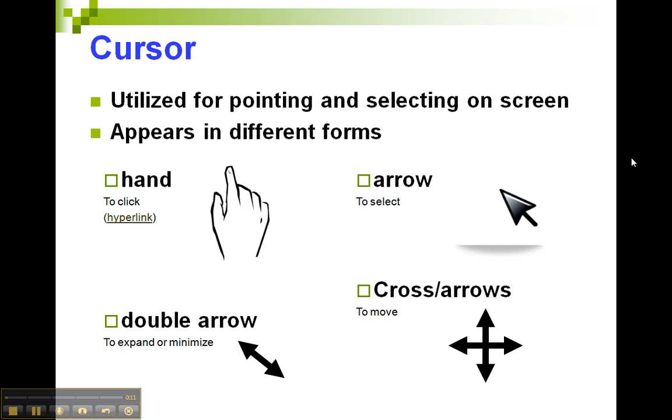Your cursor will appear in different forms on screen. The regular mode is an arrow, like this, and this is to select. The other most common cursor is the hand, and this is when you're clicking on hyperlinks or when you're just hovering over them. The third one is the double arrow. This is to expand or minimize windows. And lastly, the cross. This is to move items from place to place or to move windows.